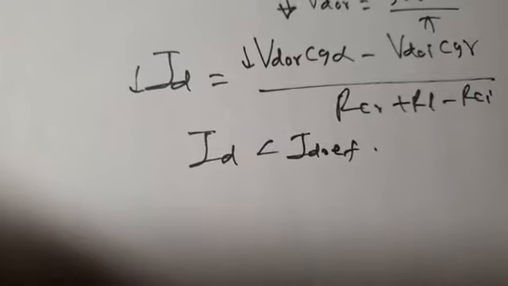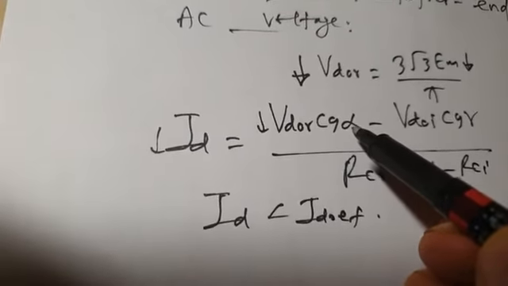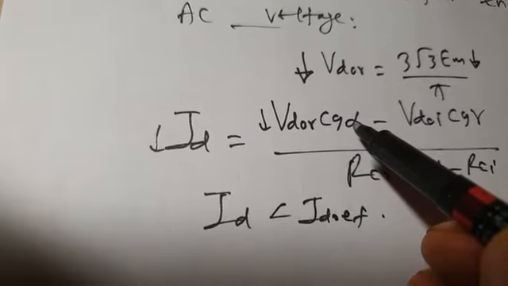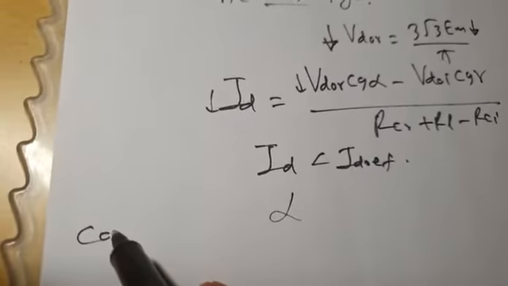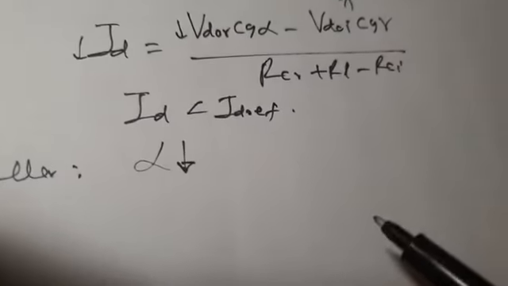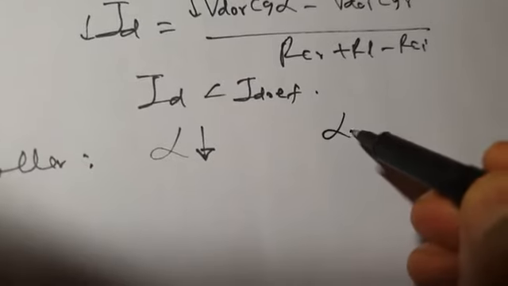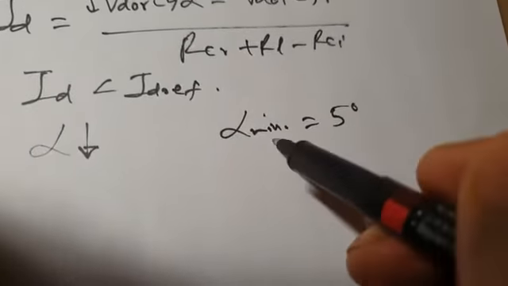Now your controller will very quickly act. What will it do? It will reduce the delay angle of your rectifier converter. What will the controller do? It will reduce the delay angle. But what is the minimum delay angle? Minimum delay angle is 5 degrees. You cannot go below 5 degrees. I have already explained in one of the early, preliminary lectures that the minimum delay angle cannot be less than 5 degrees.